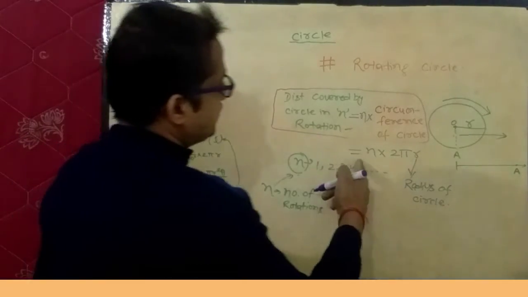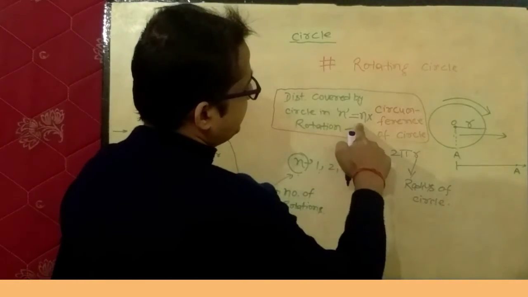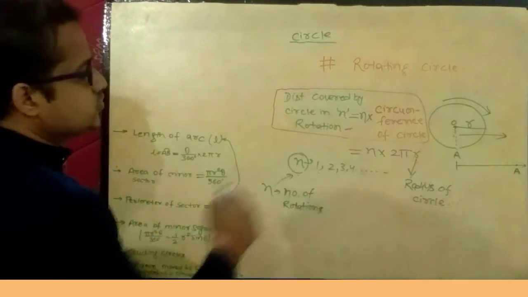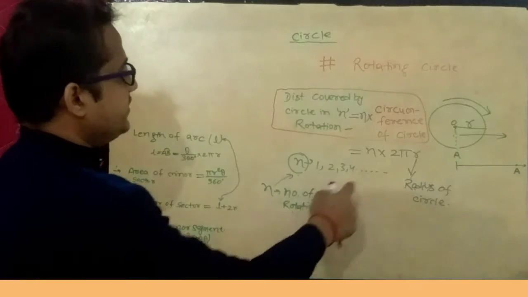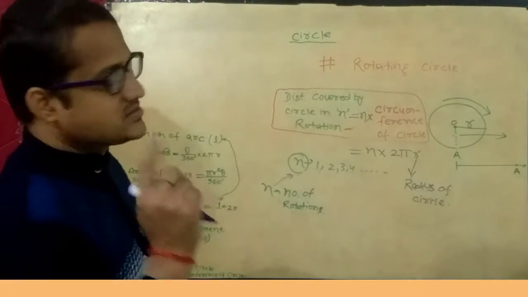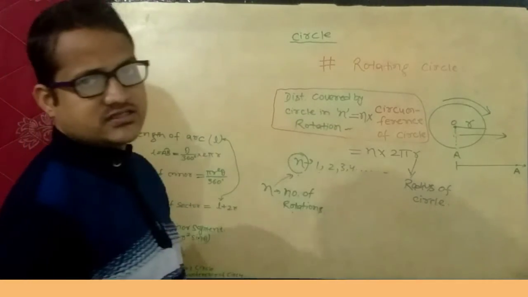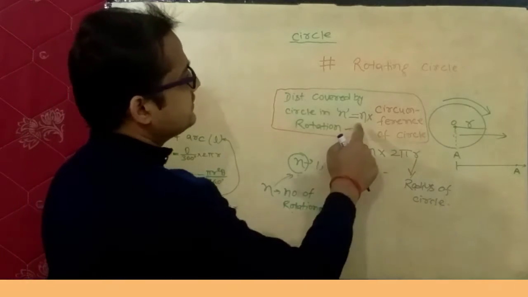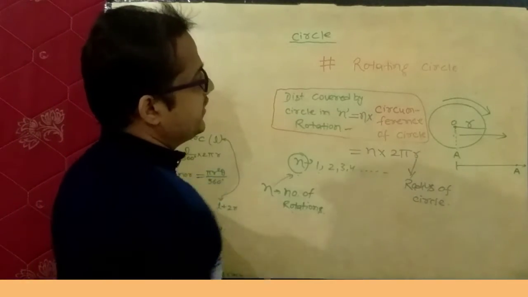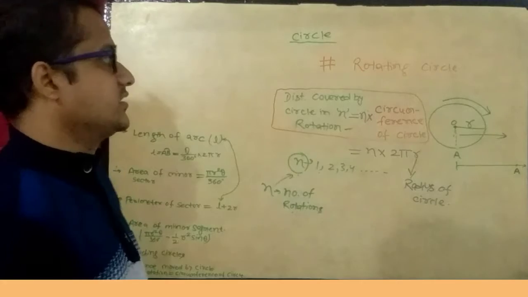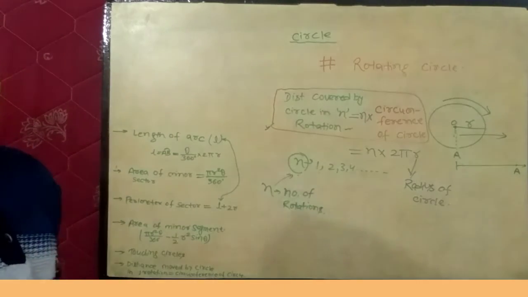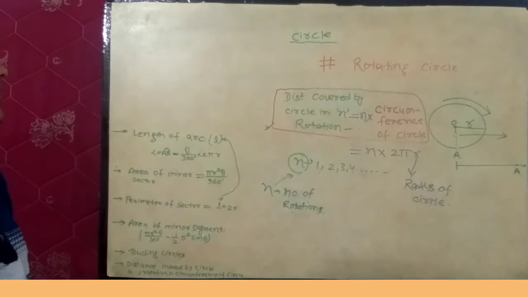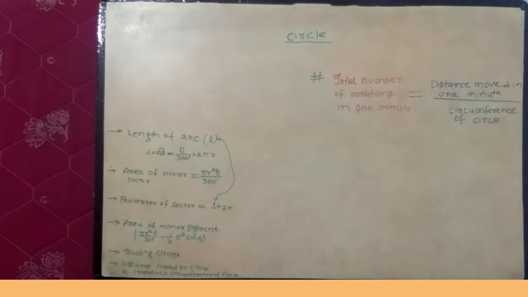If the value of n is 1, in one rotation, simply put n equals 1. If n equals 2, that means 2 complete rotations, put n equals 2. If n equals 10, that means the distance covered by the circle in 10 complete rotations, then this is simply 10 multiplied by the circumference of the circle. So by using this formula, you can easily calculate the distance covered by a circle in n complete rotations.